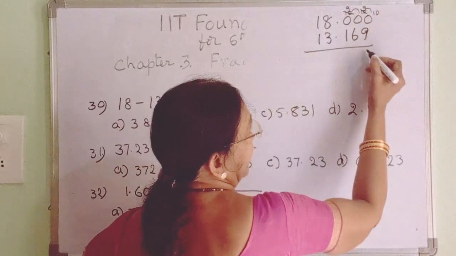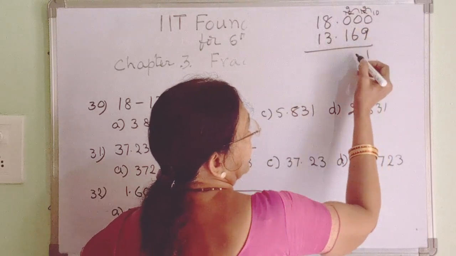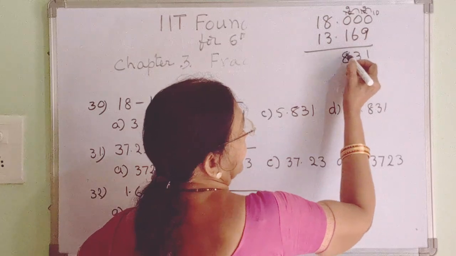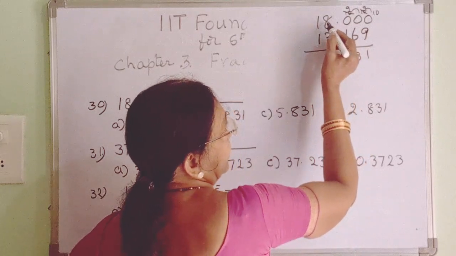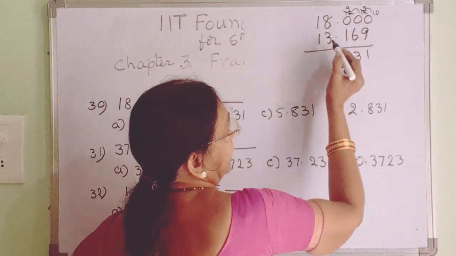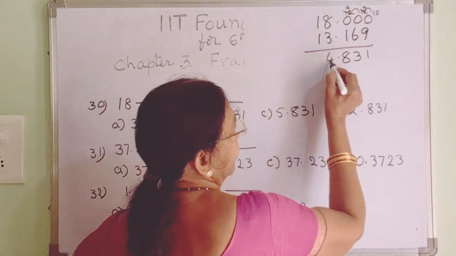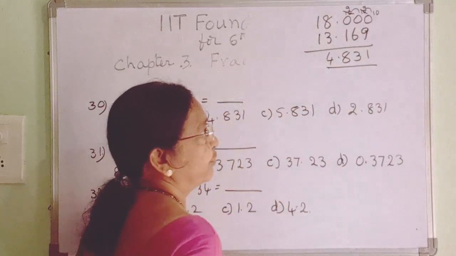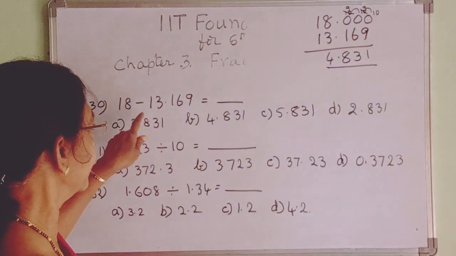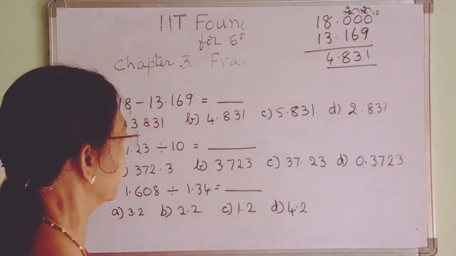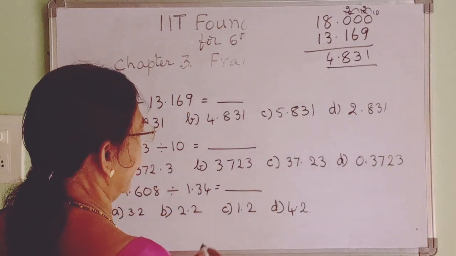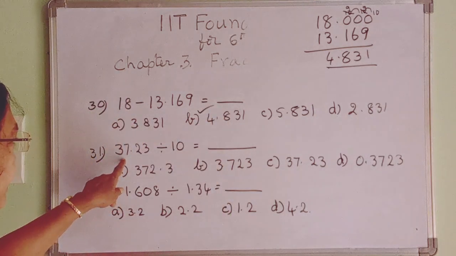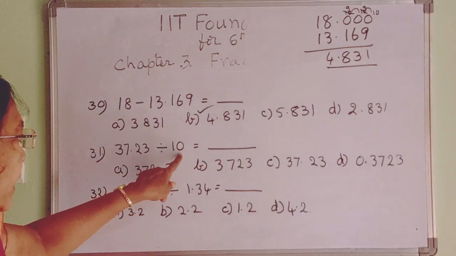So 10 minus 9, 1. 9 minus 6, 3. 9 minus 1, 8. And here 7 will be there as we take away 1. 7 minus 3, 4. 1 minus 1, 0. Therefore, 4.831. 18 minus 13.169 is equal to 4.831. Option B is correct. Next, 37.23 divided by 10.